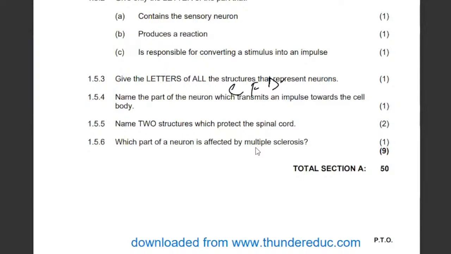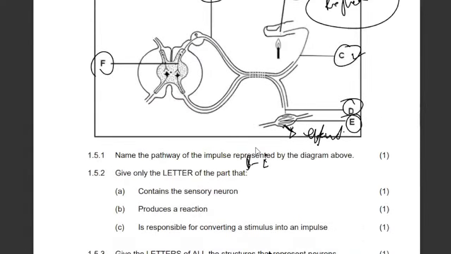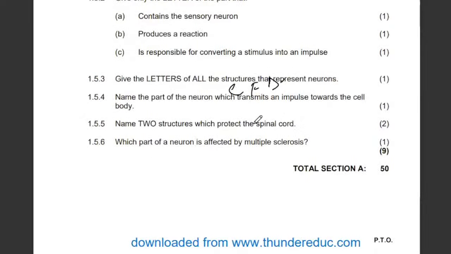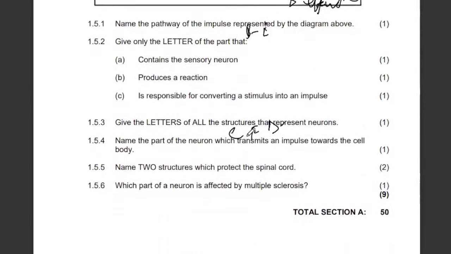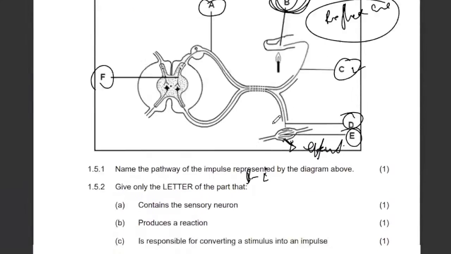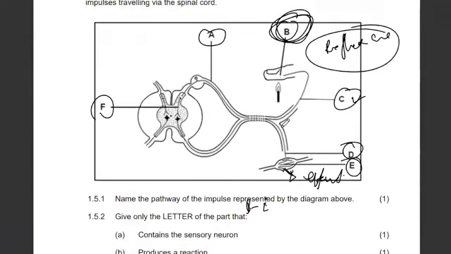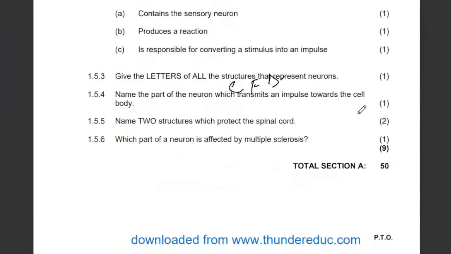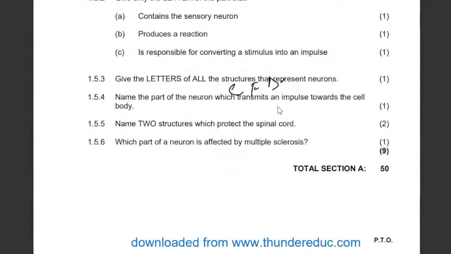Name the part of the neuron which transmits impulse towards the cell body. The part of the neuron which transmits impulse towards the cell body is called the dendrite. So this question is not really connected to the letters here, so it will depend on the final memorandum. But if using the letters, definitely C is going to be the answer. Why? Because C connects to the cell body, which is here at the ganglion. So it means that this first part is the dendrite. So basically, C, which is the dendrite.